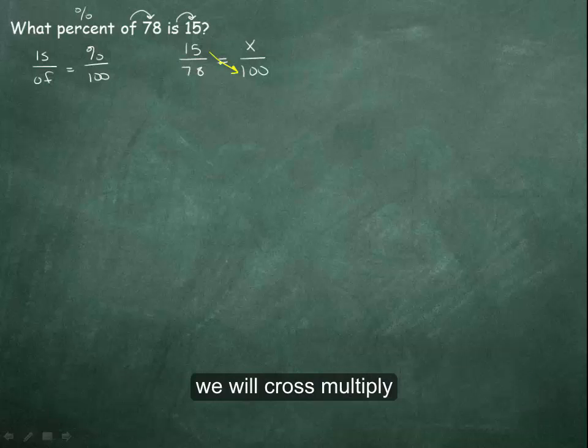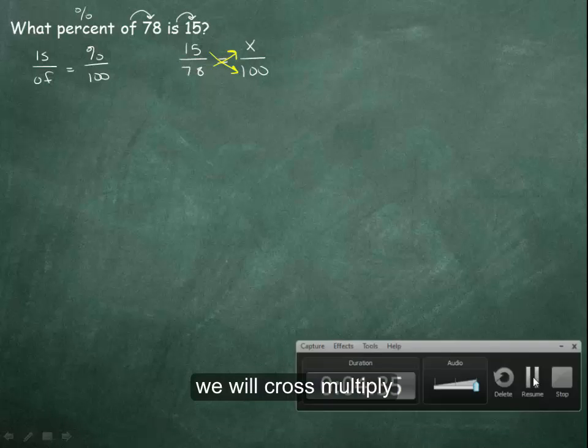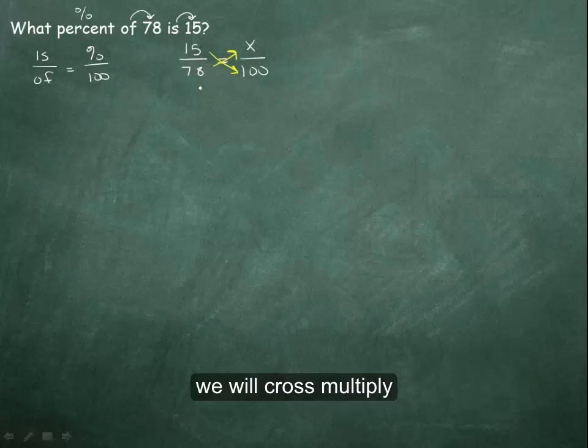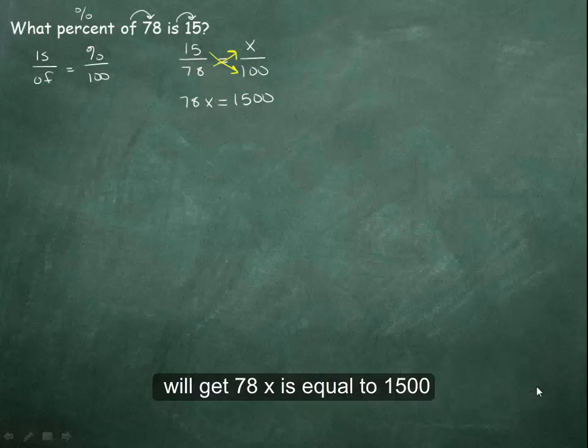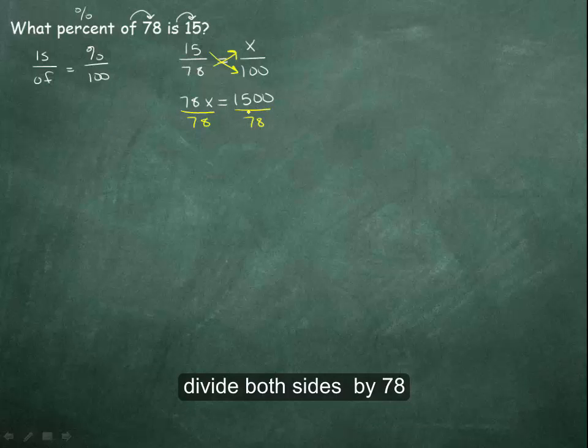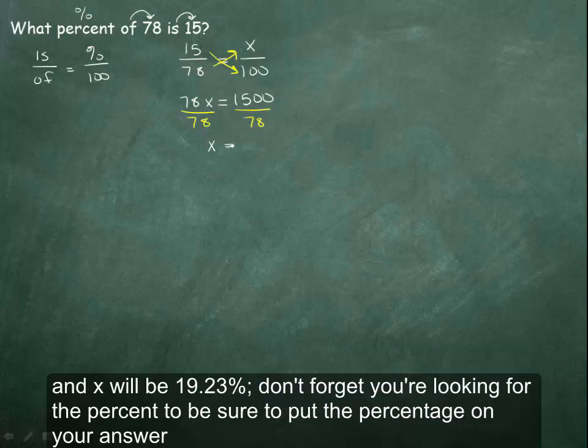We will cross multiply. We will get 78x is equal to 1500. Divide both sides by 78. And x will be 19.23%. Don't forget, if you're looking for the percent, to be sure to put the percentage on your answer.